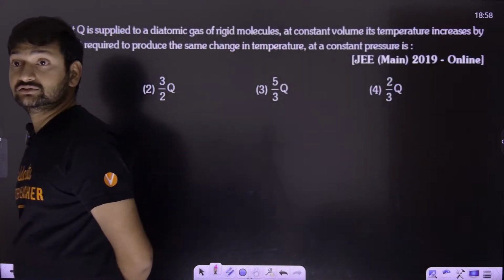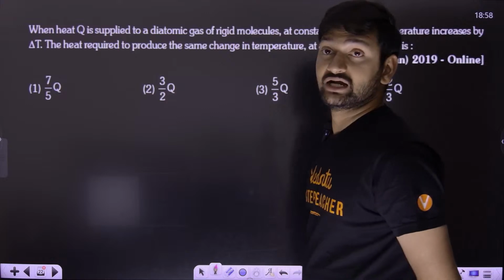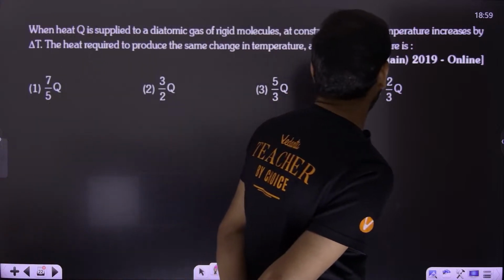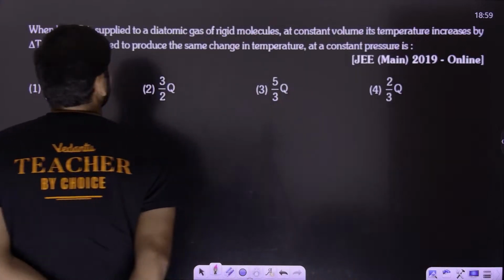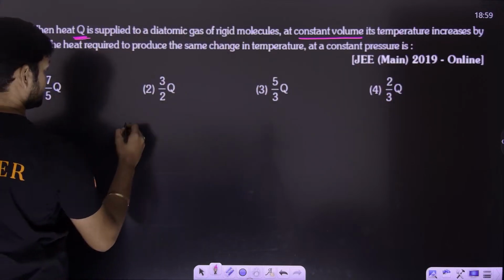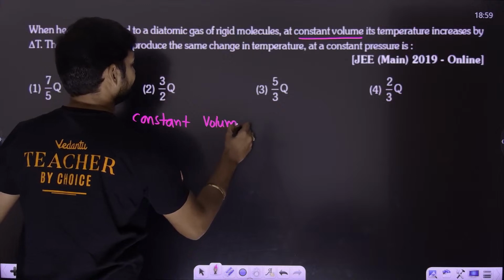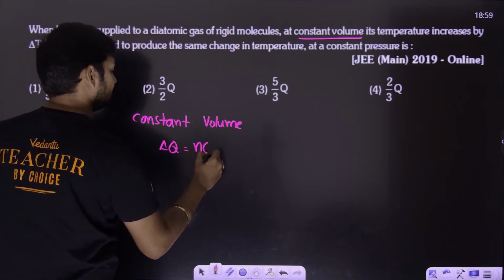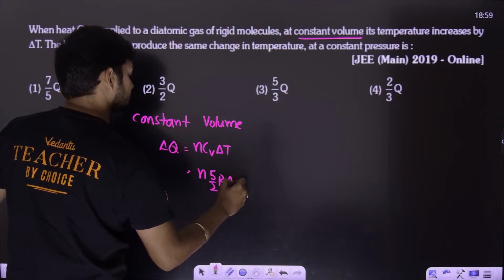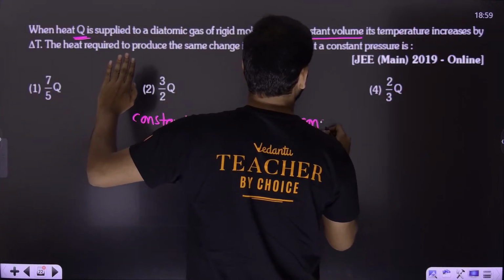When heat, capital Q, is supplied to a diatomic gas of rigid molecules at constant volume, its temperature increases by delta T. The heat required to produce the same change in temperature at constant pressure is? So when we talk about constant volume, the delta Q can be written as simply nCV delta T, and as it is diatomic, I can write it as 5R by 2. This thing is Q. Now they are asking to produce the same temperature change under a constant pressure process.